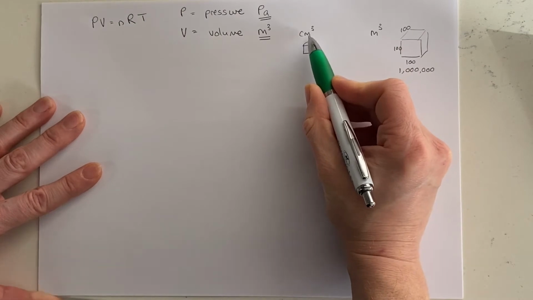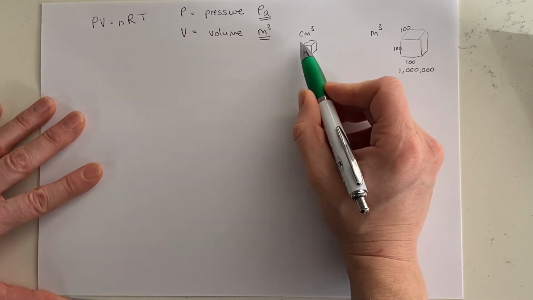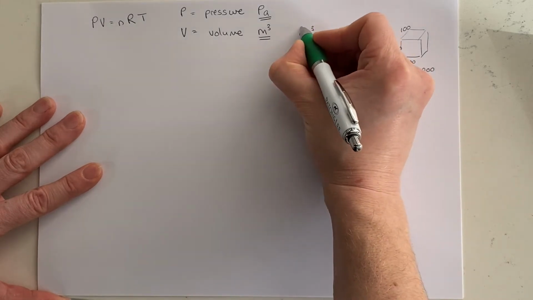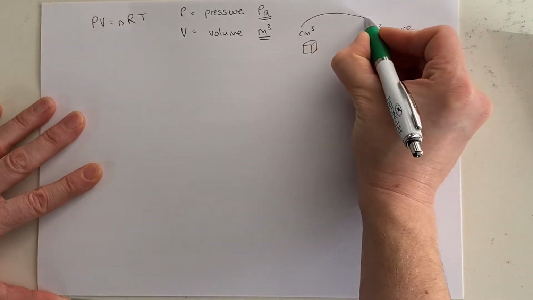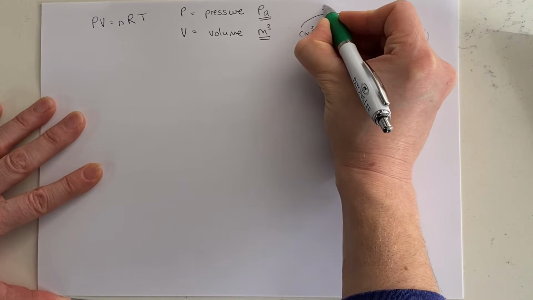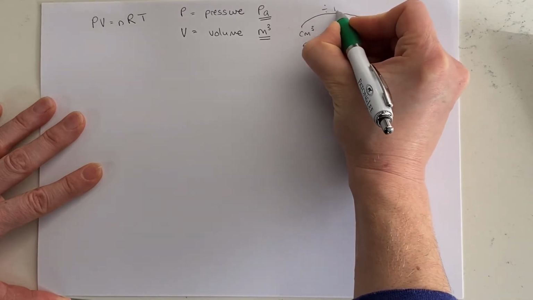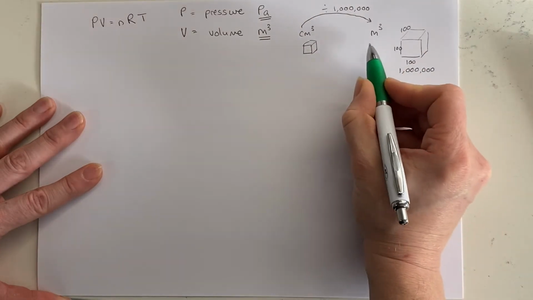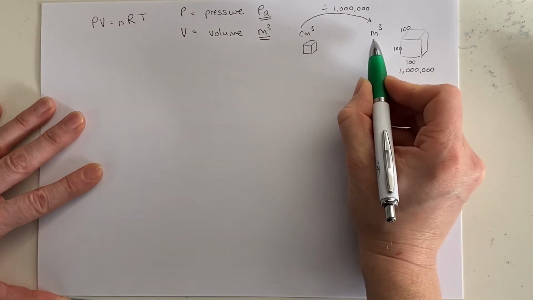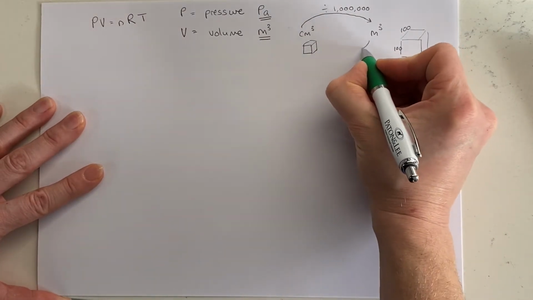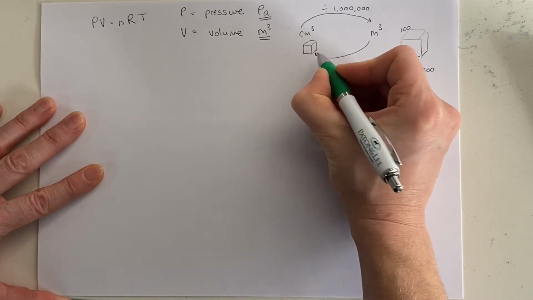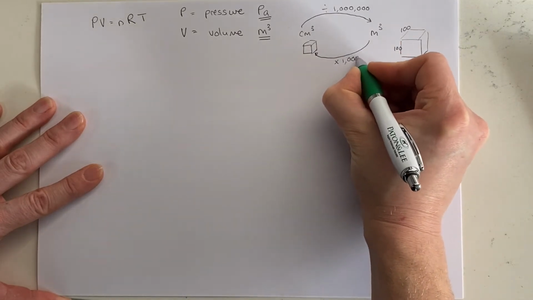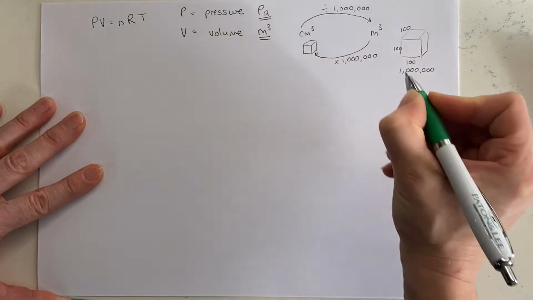If I've got my value in centimetres cubed, that means I don't have many metres cubed. So I need to make my number smaller. So I would need to divide by 1 million. If I've got my value in metres cubed, that means I'm going to have lots of centimetres cubed, so I need to make my number bigger and I need to multiply by a million.